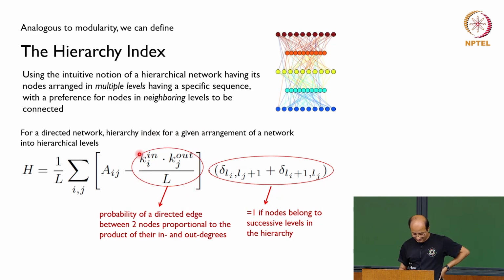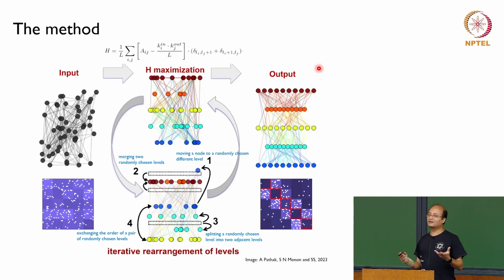I simply look at the degree of these two nodes, take the product, divide by the total number of connections, and that will give me the probability that just by chance this node here and this node here would be connected. So, by looking at the difference of the actual empirical frequency of such connections from what I'd expect by random chance, and considering only the connection between successive layers, I can actually define a hierarchy index in analogy with what we had for modularity. So then it becomes again a question of optimization.